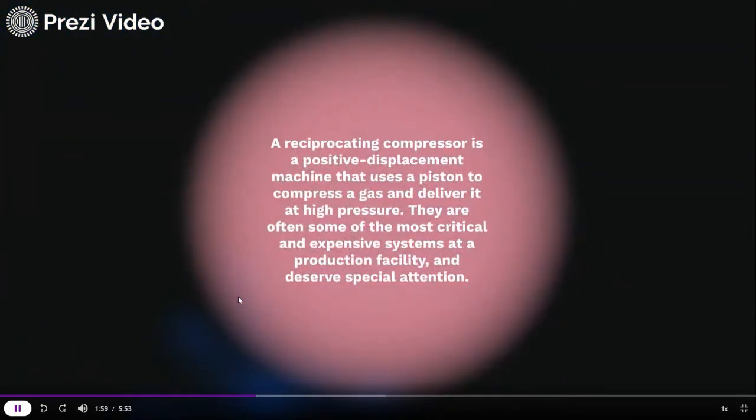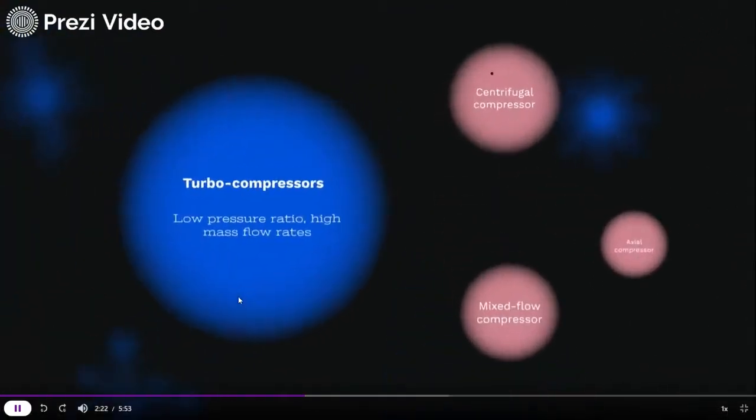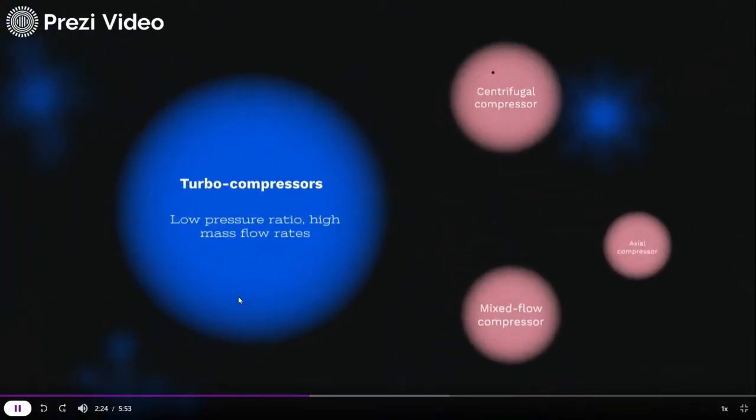A reciprocating compressor is a positive displacement machine that uses a piston to compress air or gas and deliver it at high pressure. They are often some of the most critical and expensive systems at a production facility and deserve special attention. Okay, for the second type, a turbo compressor has a low pressure ratio and high mass flow rate.